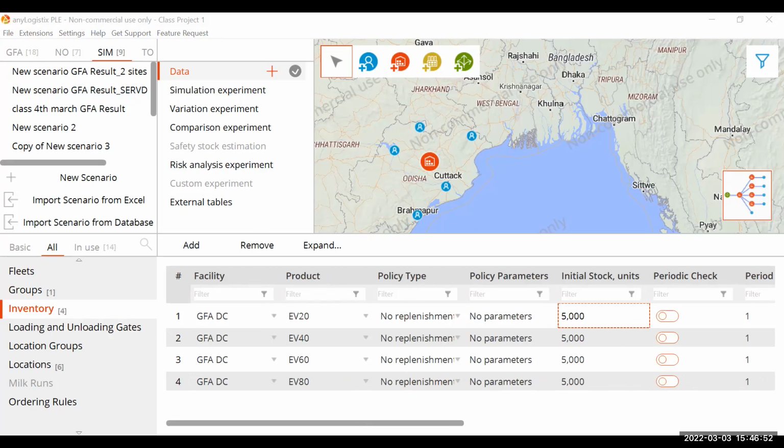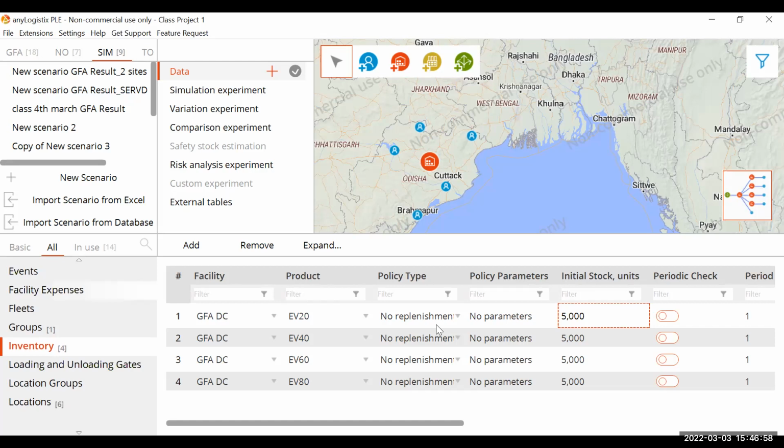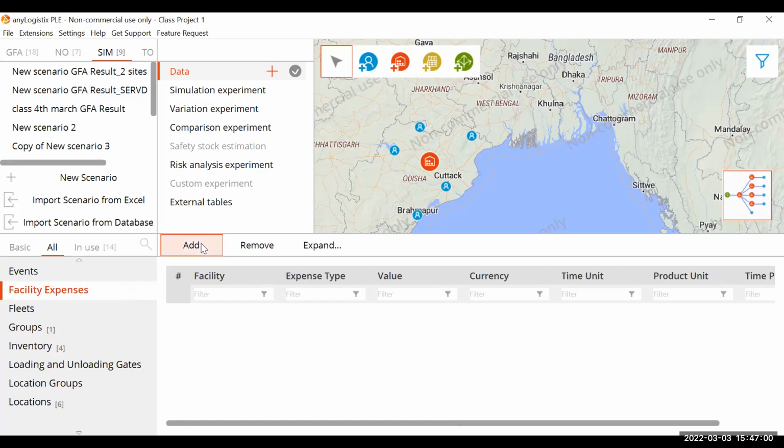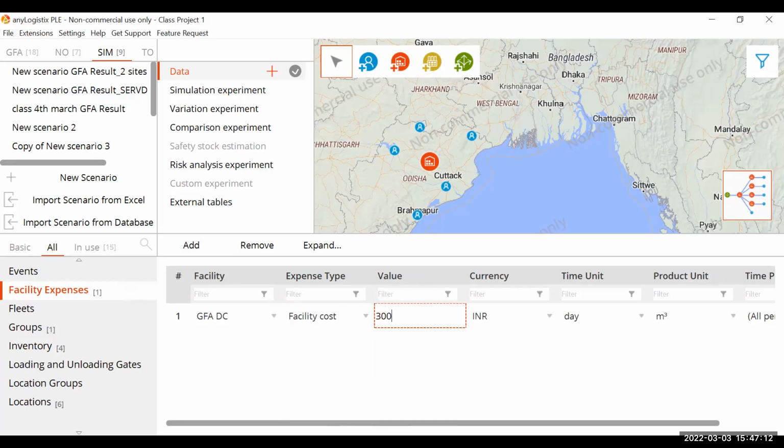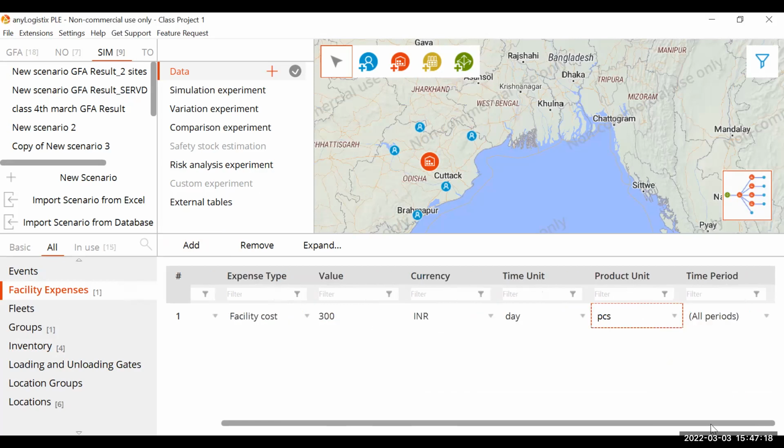Then what else is left? Processing cost, then facility expenses we require. So let's say electricity, all those costs will be applicable, right? So facilities, GFA, other cost, carrying cost, facility cost. I'll add a facility cost, a very small amount, 300 rupees. For Christmas, right?